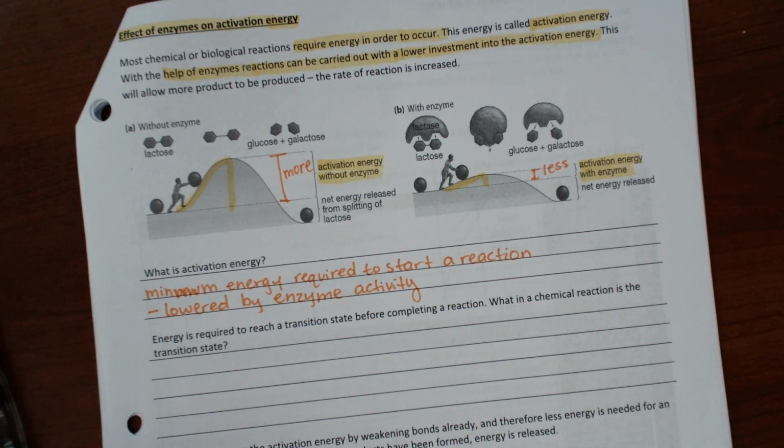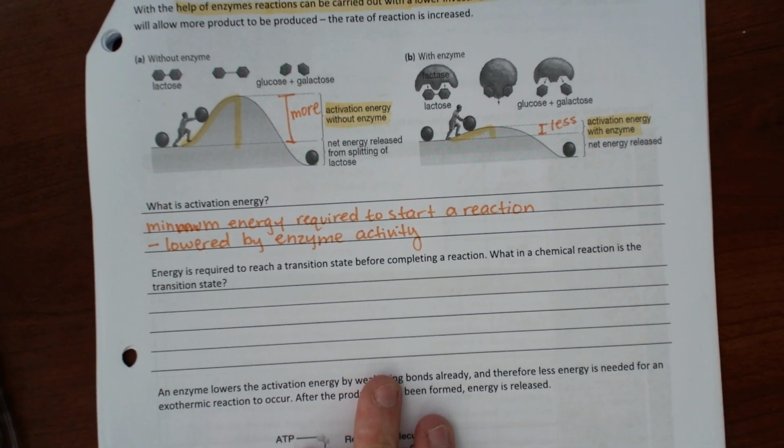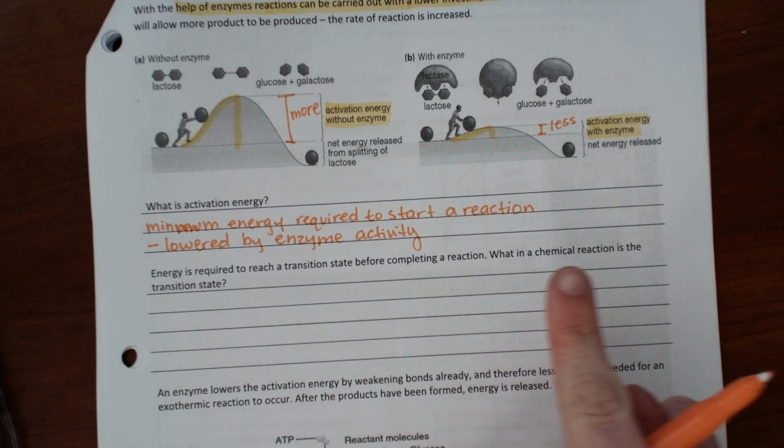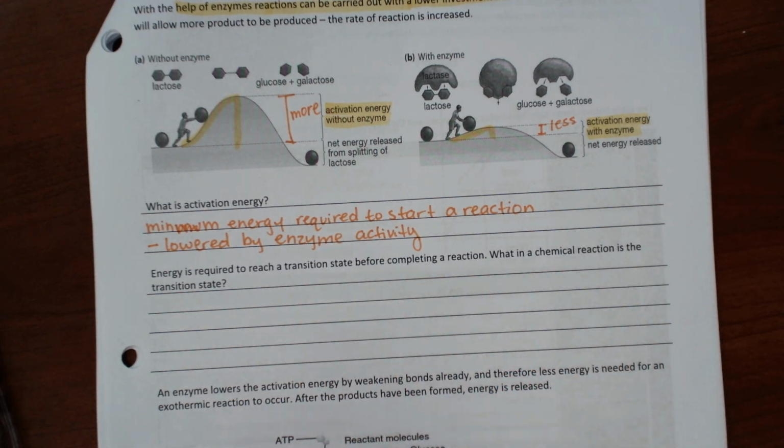And so your next step says energy is required to reach a transition state before completing a reaction. What in a chemical reaction is the transition state? And so it's like that intermediate before being converted into your products. So it's like when the bonds are starting to be weakened, but they haven't quite fully formed the product. They're in kind of like a weird reaction limbo.